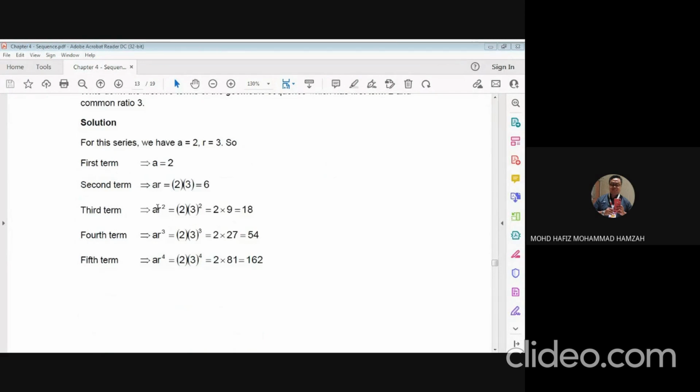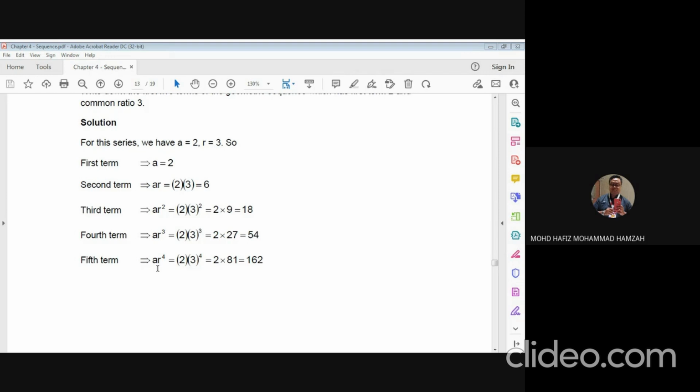Okay, the third term AR to the power of 3 minus 1. So 3 minus 1, that's why it's written as AR square. So A is 2, R is 3 to the power of 2. So 3 squared is 9, times 2 is 18. And then the fourth term AR to the power of 4 minus 1. So 4 minus 1 is 3. So that's why it is written as AR to the power of 3. A is 2, R is 3, 3 cubed is 27, times 2 is 54.